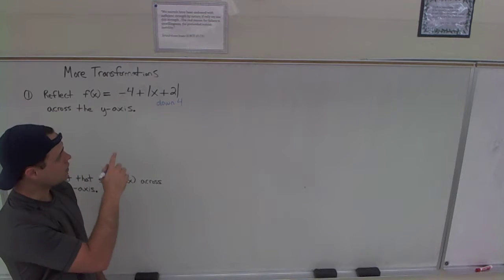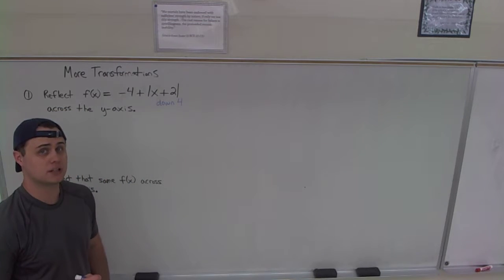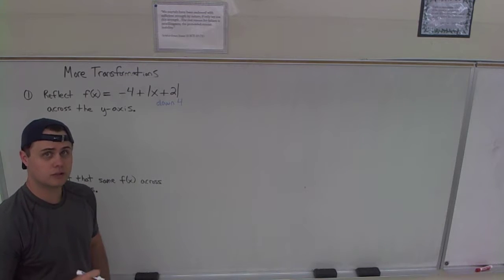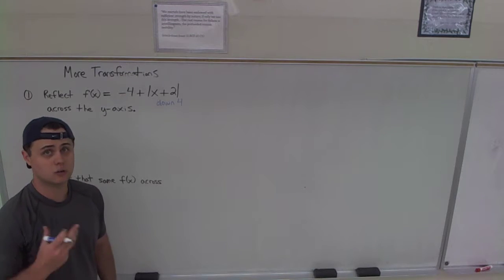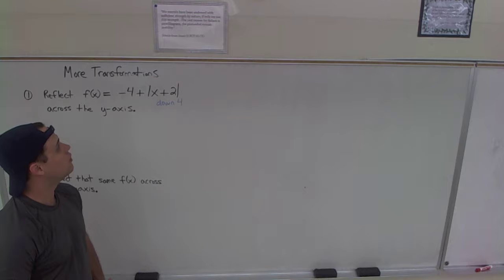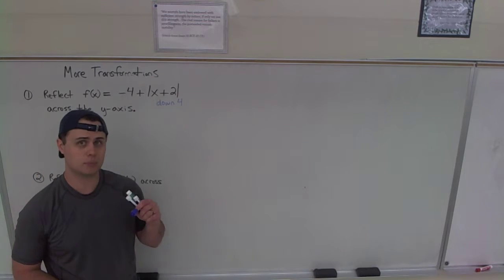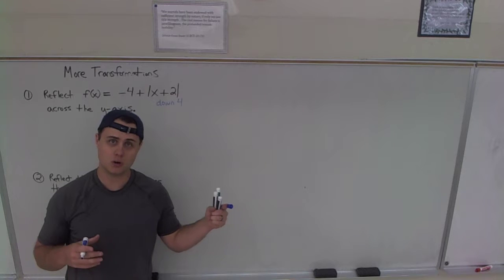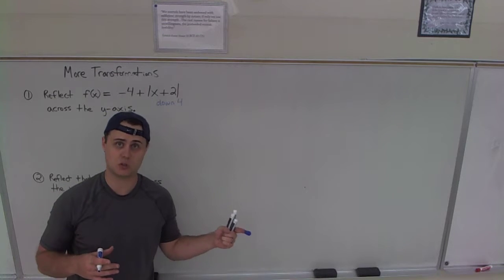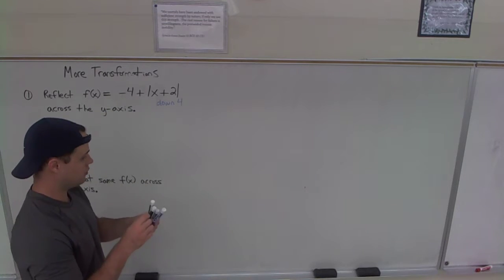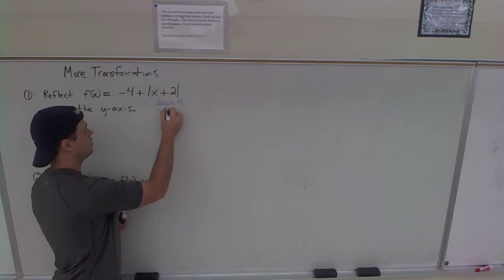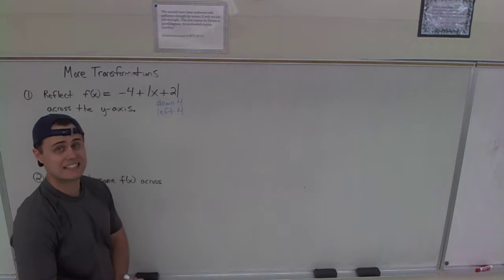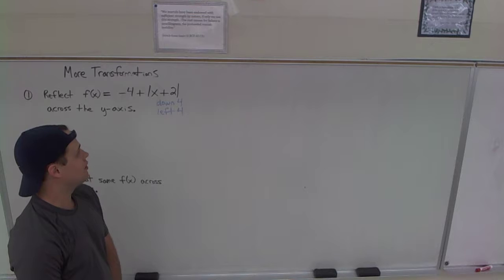Inside the absolute value, we have a +2. So inside, the rule of thumb is to think horizontally or sideways. And what way is plus? Well, you want to probably think that plus horizontally is this way, but remember, horizontal, we've got to think the opposite. So it's actually to the left. So we've also got a left transformation, or slide translation, they call it sometimes, by 2.